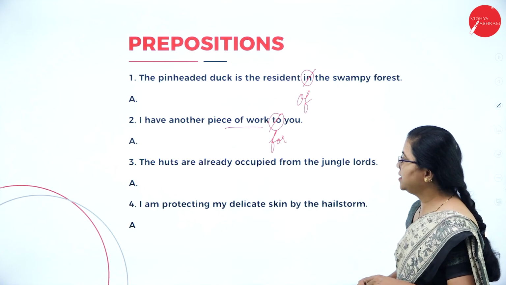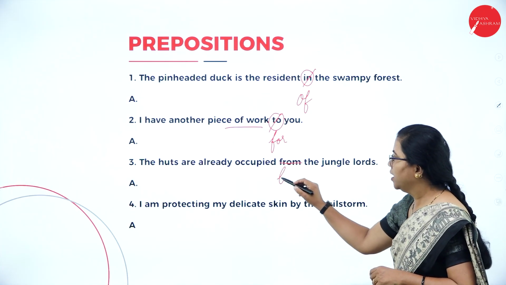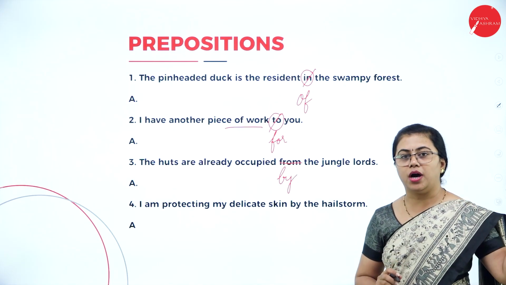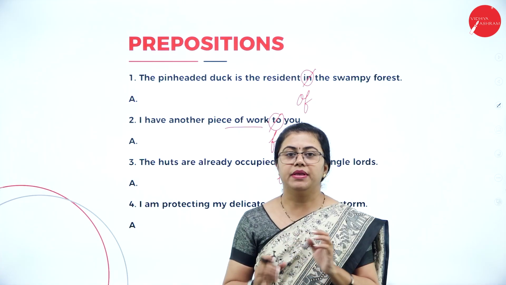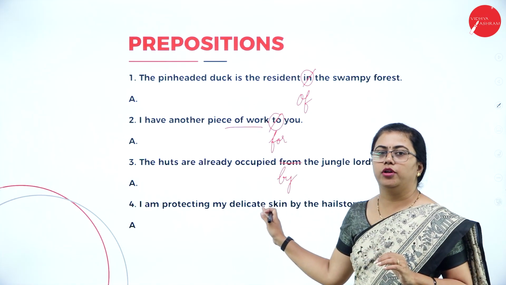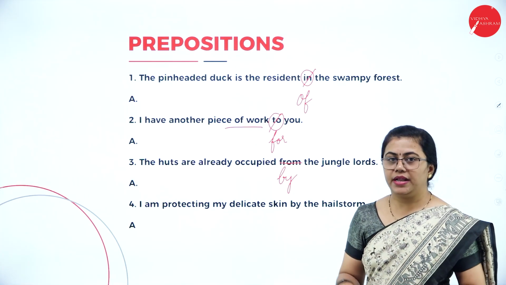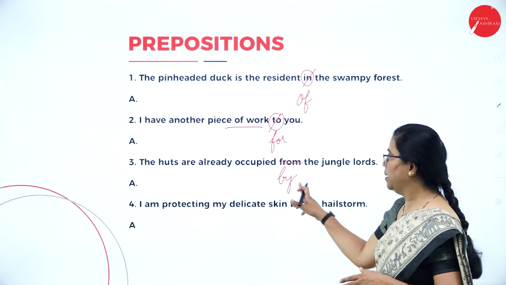Fine. Next, the huts are already occupied. Here it is "by." It is because "from" means you are moving from some place, that means you are talking about movement. Here it is not movement you're talking about. You're talking about somebody who has already occupied it, somebody who is already present over there. So it is "by" here.